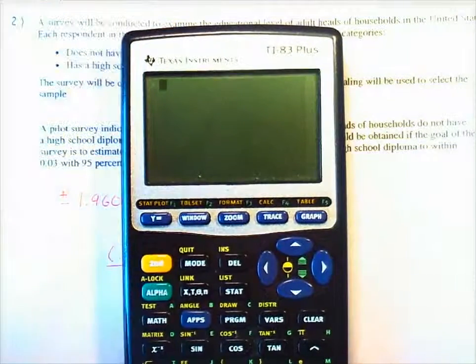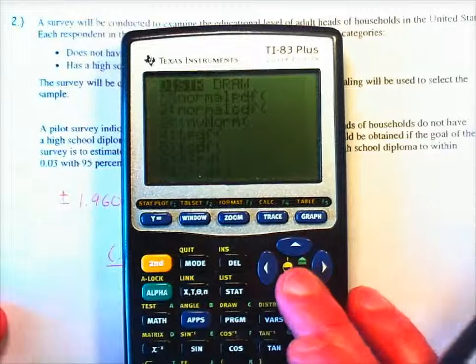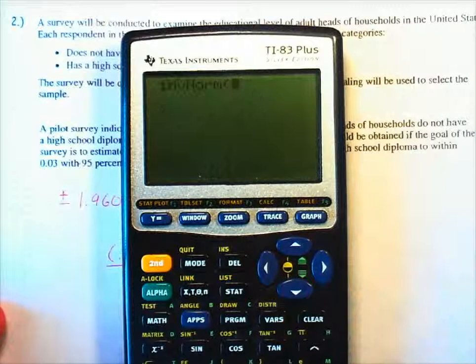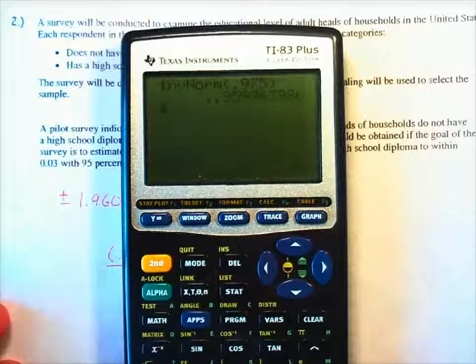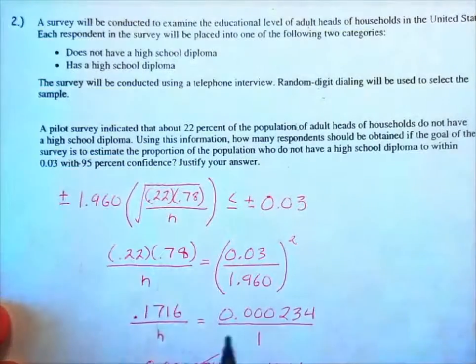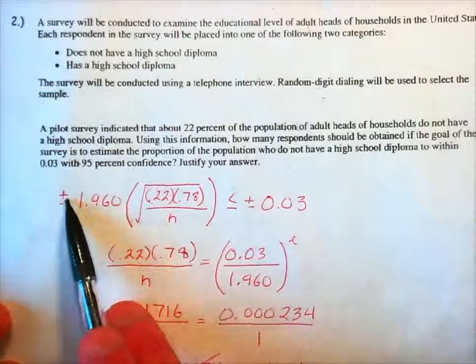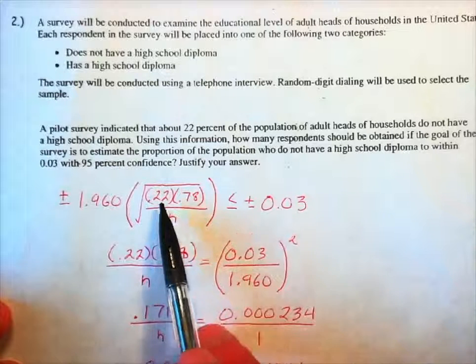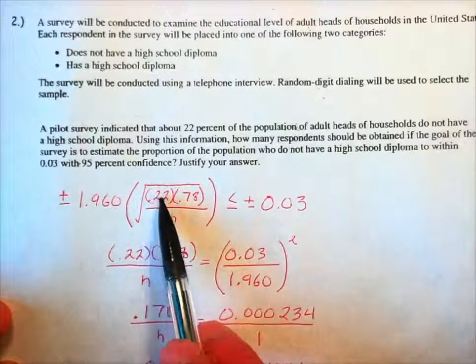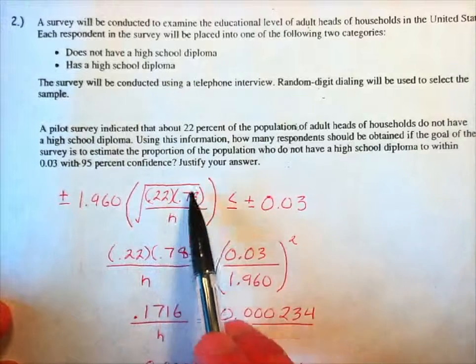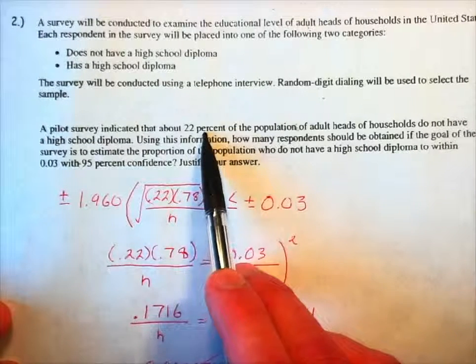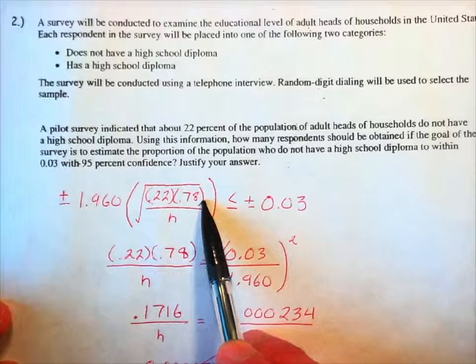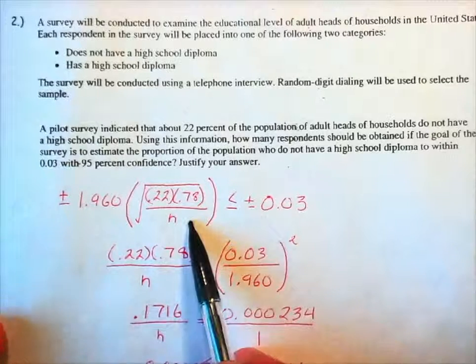Again, you can use the inverse norm command on your calculator, second distribution's inverse norm, and put in 0.975. Because this is a proportion, we don't have to worry about degrees of freedom. So 1.960 is the appropriate critical value. My margin of error is plus or minus 1.960 times the standard deviation of the sampling distribution, that is the square root of p hat times 1 minus p hat over n. The pilot survey gave us a p hat of 0.22, so there it is, 1 minus 0.22, divided by n.